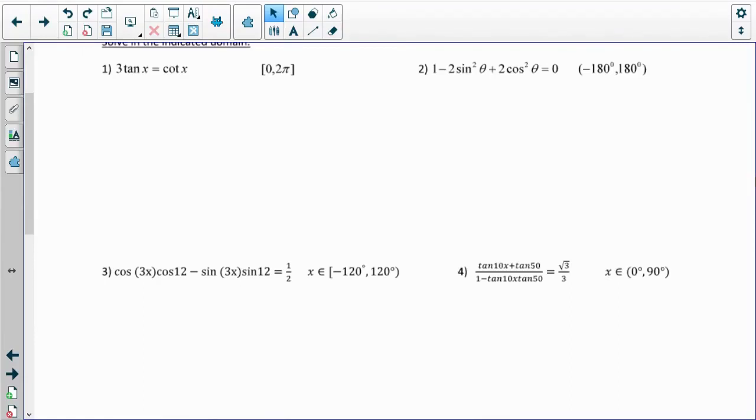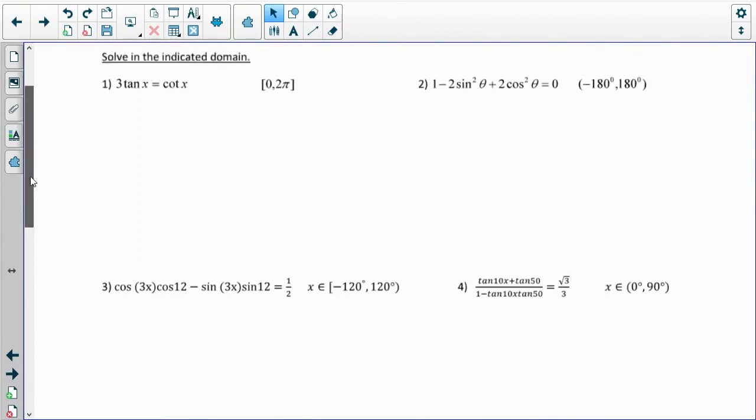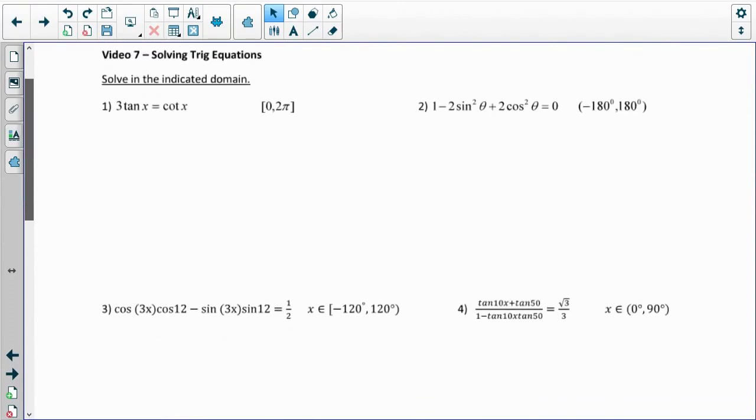The following video deals with 6 more trig solving problems. So let's solve these in the indicated domain. Just a reminder that cotangent is 1 over tangent.